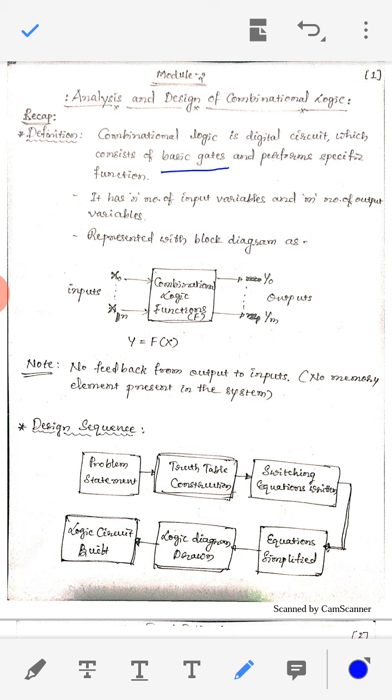Now, coming to the design part, what is the flow in combinational circuits? Whatever the design, first we should have the problem statement, meaning what exactly the problem is. For example, if you want to add two numbers, then adding two numbers is the problem statement, the addition of two numbers.